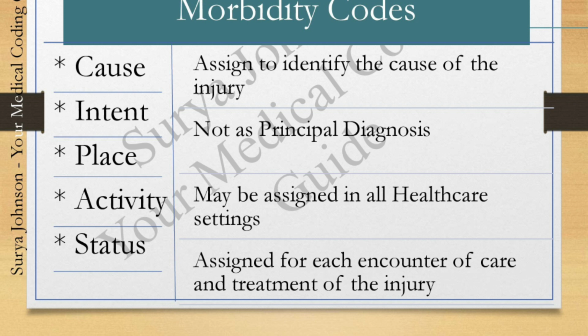And also they should be assigned for each encounter of care and treatment of the injury. You cannot say that only at the first encounter you will code all these cause, intent, place, activity, status, external cause codes. No, you will code for all the encounters till that treatment or that care has been taken care of for that injury, till the entire treatment process. Whenever the patient is coming for a visit or for hospital admission or whatever it is, you will code these external cause of morbidity codes.